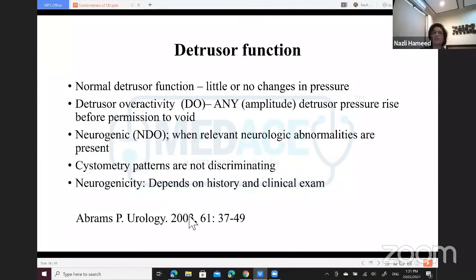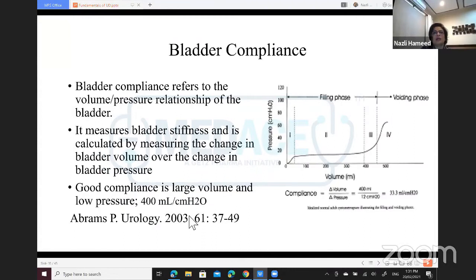So it is important to mark them. Normally, what is bladder compliance? That refers to the volume pressure relationship of the bladder, and it measures the stiffness of the bladder. Good compliance is a large volume and low pressure. 400 ml per centimeter of water is a good compliant bladder.